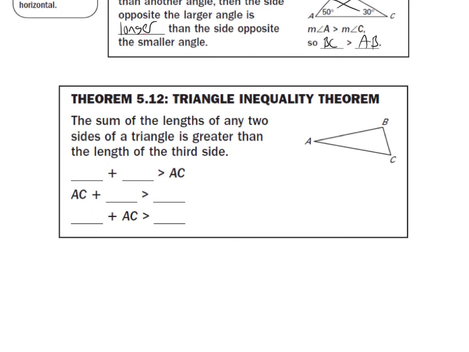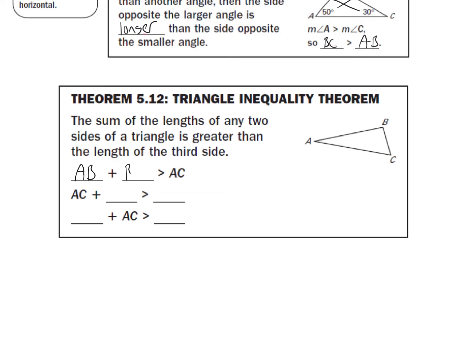All right, triangle inequality theorem. We'll fill in these blanks here. I'll explain it in a little bit easier way after this. But basically, it says the sum, what does sum mean? Sum's the addition, right? The sum of the lengths of any two sides of a triangle is greater than the length of the third side, okay? So if you add any two side lengths together, they have to be bigger than the third side, okay? So this is good. We're just going to fill in these blanks here.